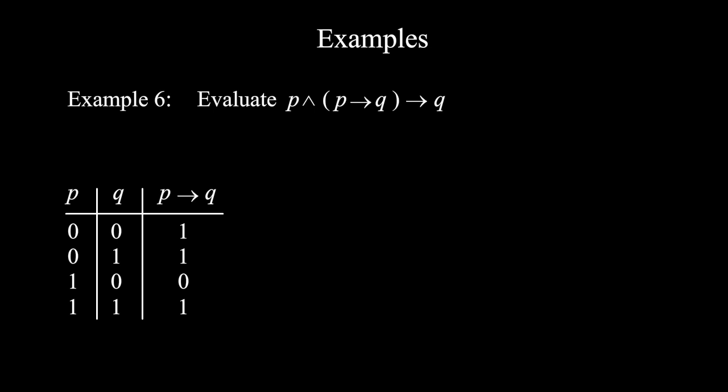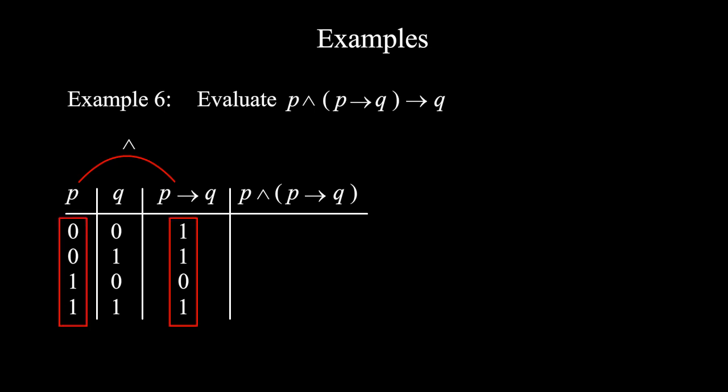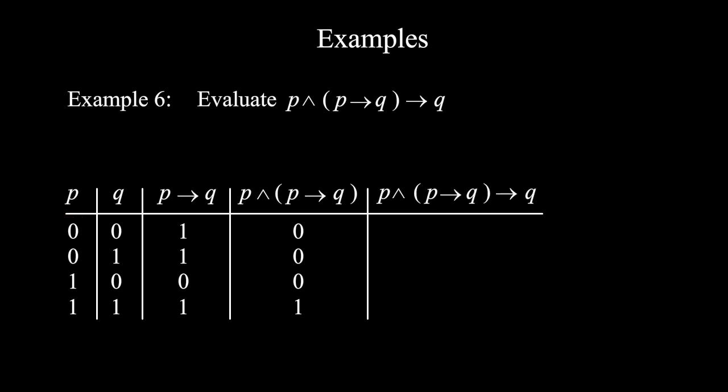In the fourth column is P and P implies Q. So we apply that AND strategy to column 1 and 3 and we get these values. Finally, evaluate the main proposition. So that is the fourth column implies the second column. Notice the order. It is not the second column implies the fourth column.